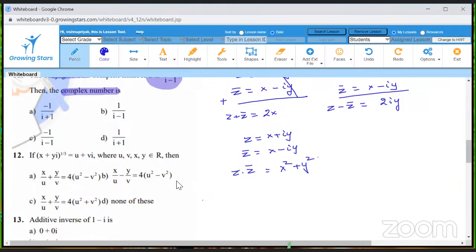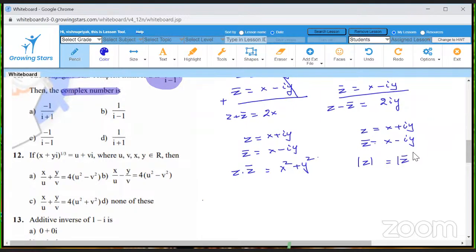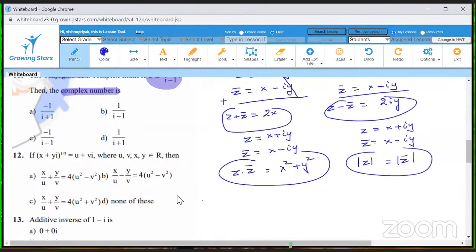One more formula I gave you. If z is x plus iy, z bar is x minus iy, mod of z and mod of z bar will be the same. This also you can take. Any one formula you can use, this one or this one or this one or this one.